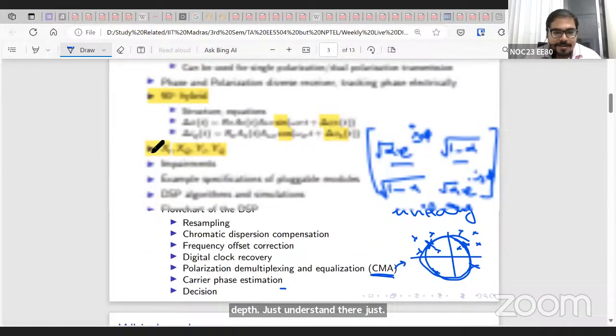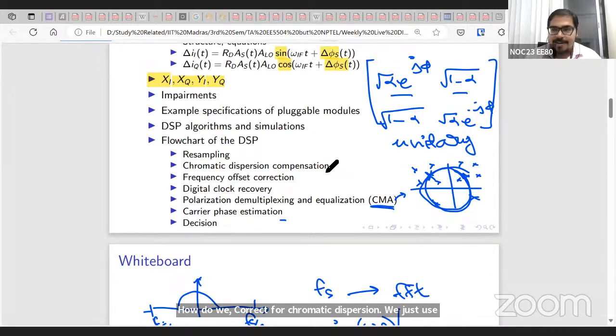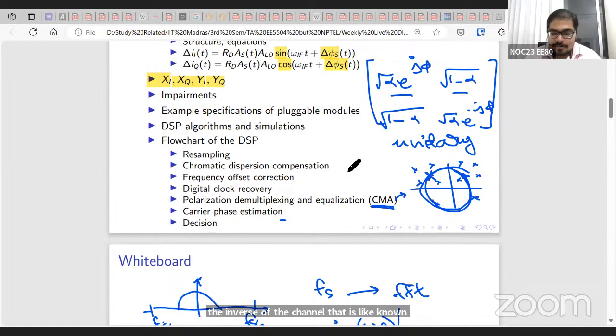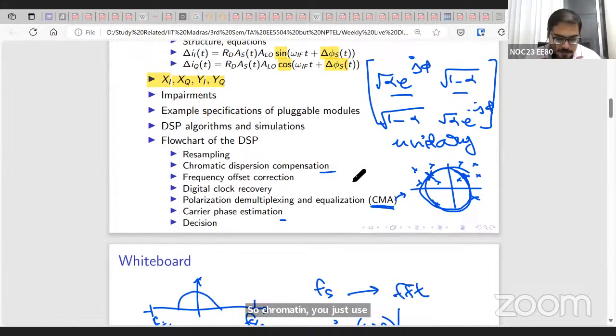How do we correct for chromatic dispersion? We just use the inverse of the channel that is known if you know the length of the fiber. So for chromatic dispersion, you just use the inverse of the transfer function. For frequency offset, you do 4th power, and then again in FFT, you see what is the offset that is coming.